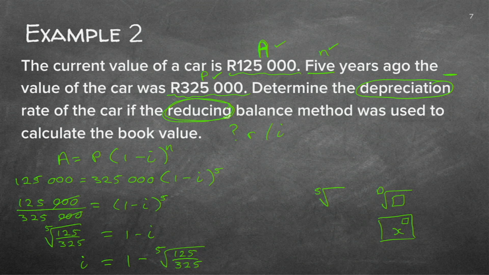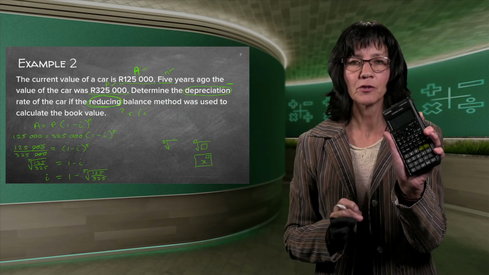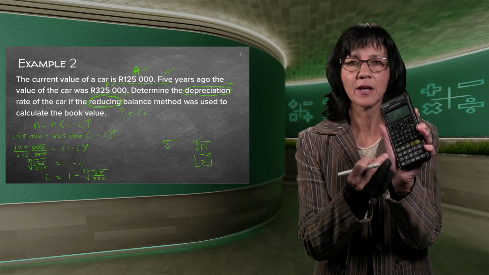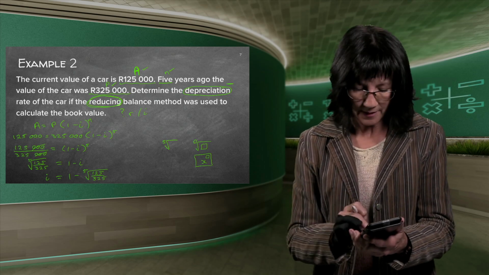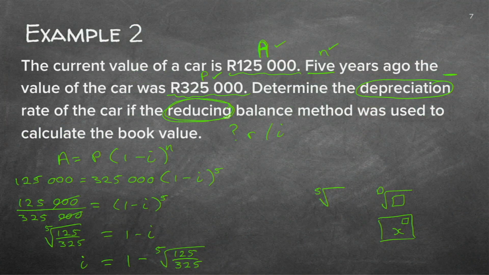1 minus, and I'm going to go to that button, Shift. Where is it? There. And on the outside, I want the 5, so I click on the 5, and then with my cursor, I go to the inside of my square root. There I've got a fraction. So on the inside of my square root, I click that fraction button here right on the side. And on the top, I click 125. I go down with my cursor, and I click 325, and I press the equal sign. And it takes very long, but it gives me 0.1739... I'm not going to even write the rest because I need to round off.